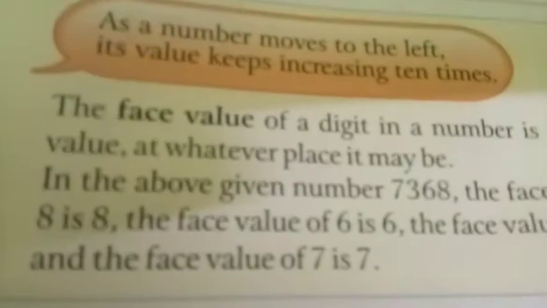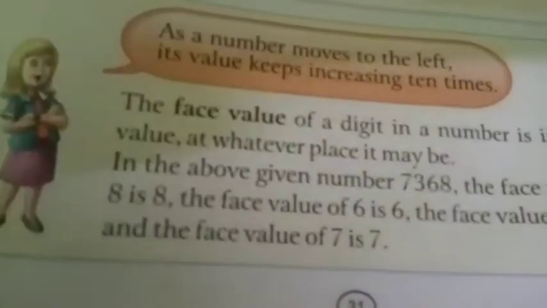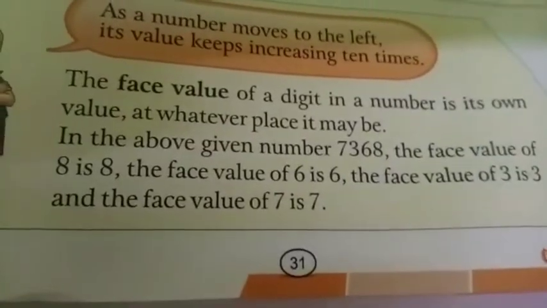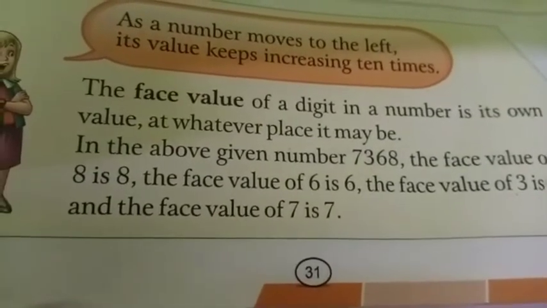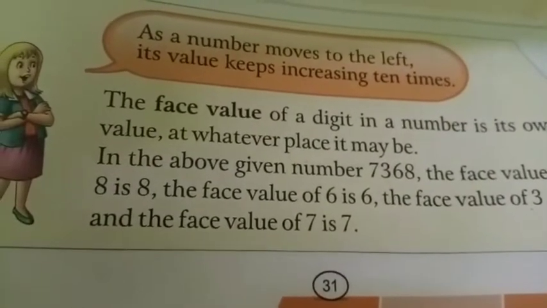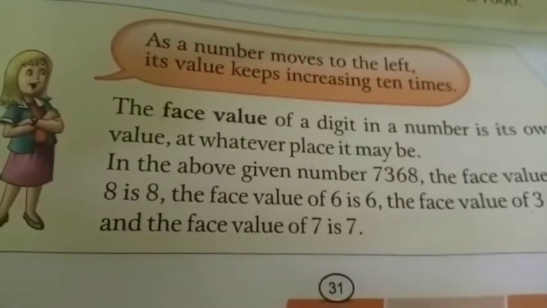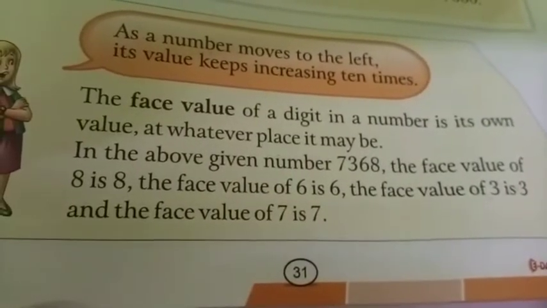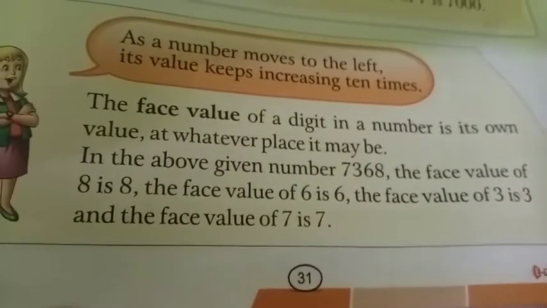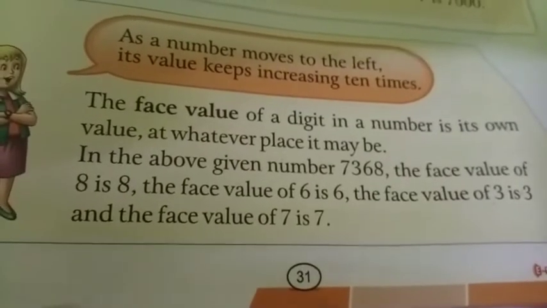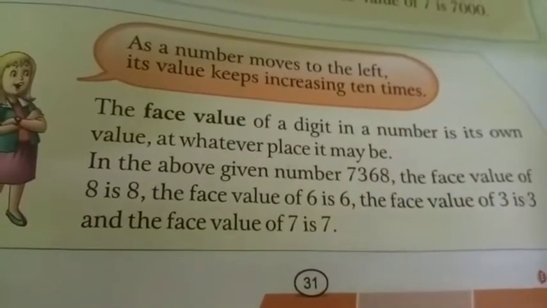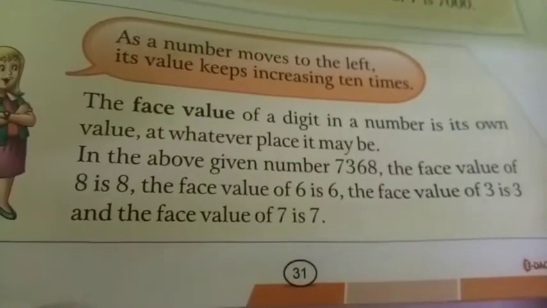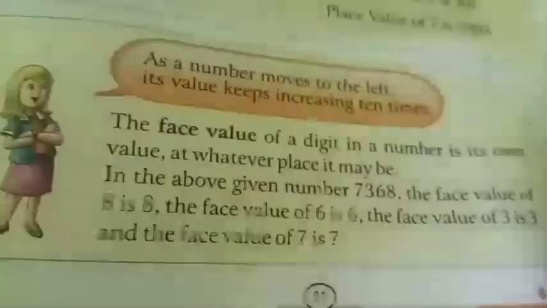Okay, now the next is the face value. Now what is this face value? The face value of a digit in a number is its own value at whatever place it may be. Now in face value it does not matter on which place the number is standing. Here the number is its own value.